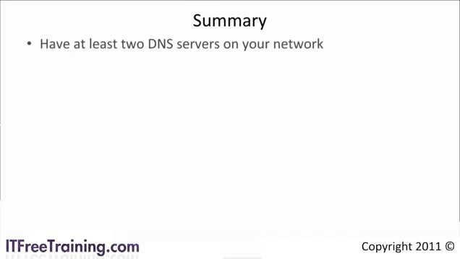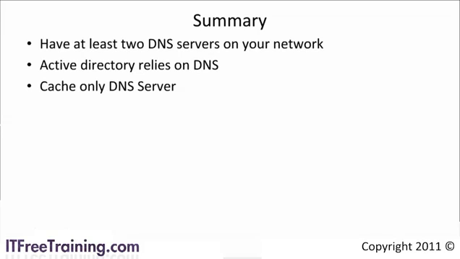This concludes this section on configuring a DNS server. When installing DNS on your network, make sure that you have at least 2 DNS servers on your network. If one of the servers goes down, the other can still return requests from clients. Remember, Active Directory relies on DNS. Without DNS, your client will not be able to find your domain controller and will not be able to log on to the network. In some cases, you may want to deploy a cache-only DNS server.